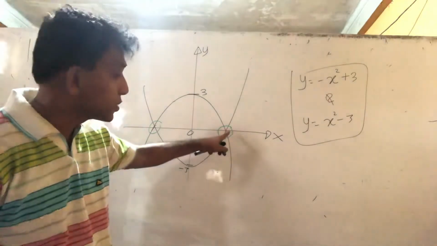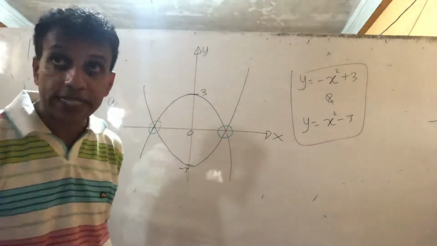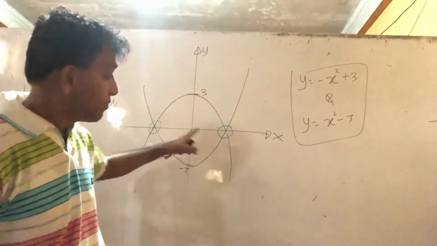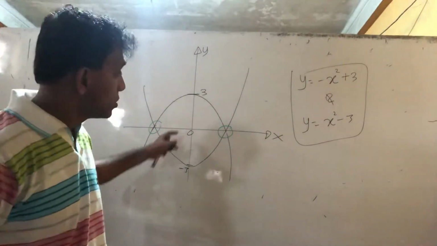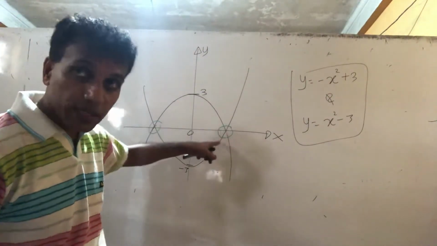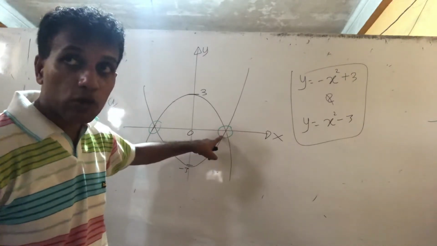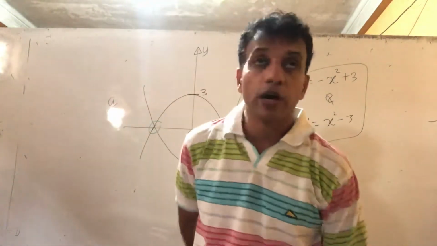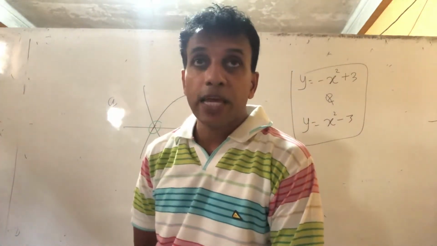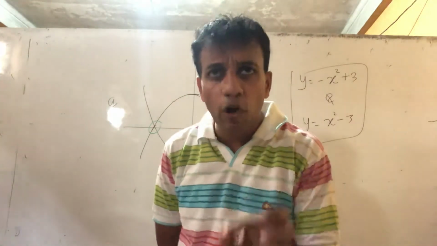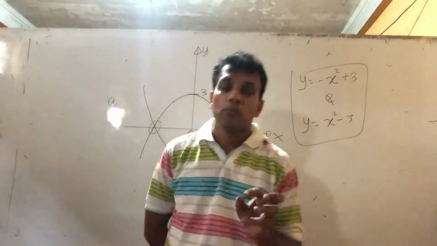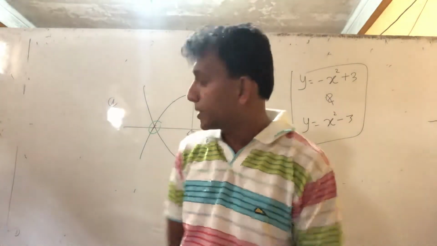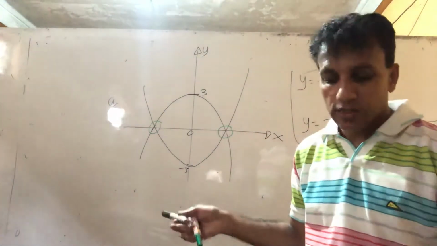Both graphs pass through the same x-axis values, is it? For example, here it comes 5, here minus 5. If it's 7, here minus 7. So both graphs pass through that. This point satisfies both graphs. So write that both graphs cut the same x values, or cut the same points on the x-axis. Both graphs cut the same points on the x-axis. So very clear, right?